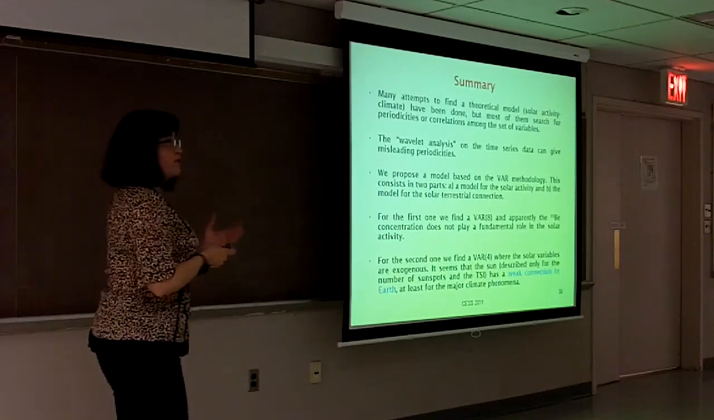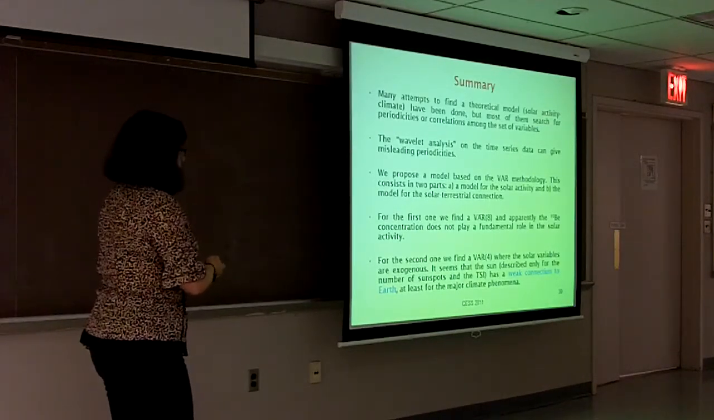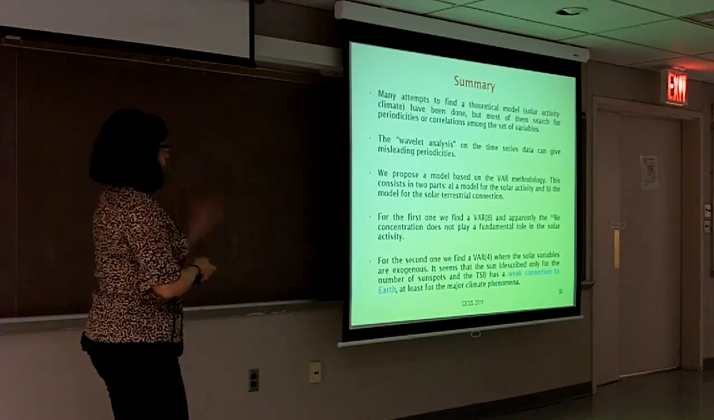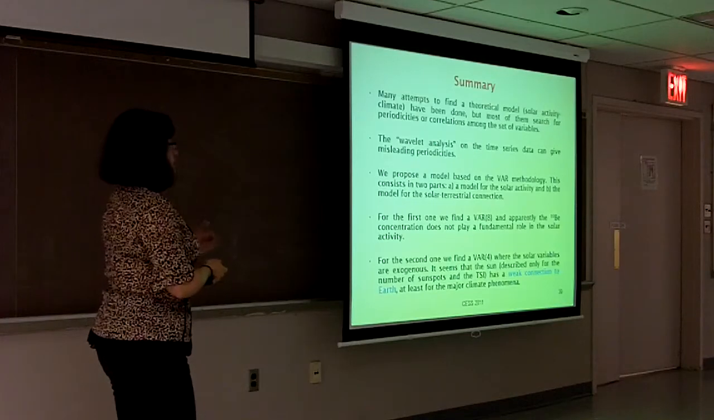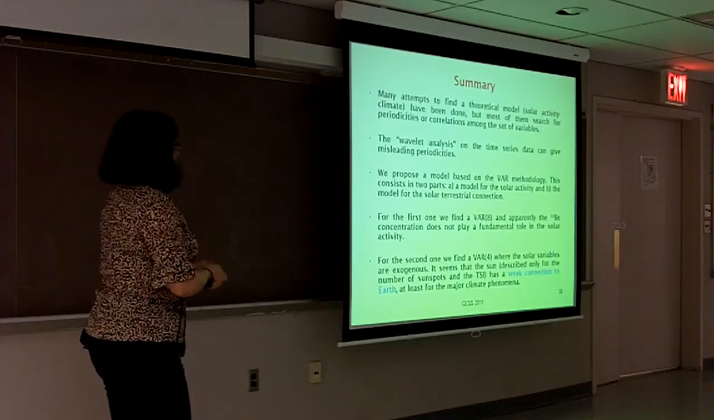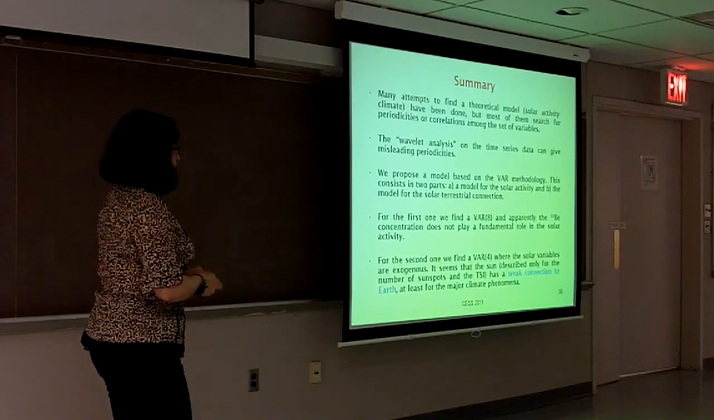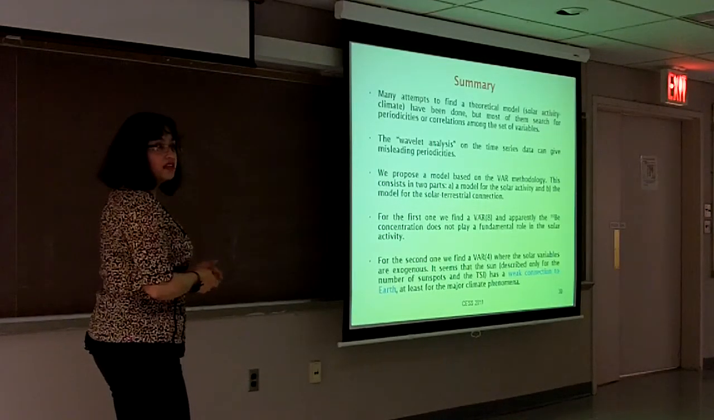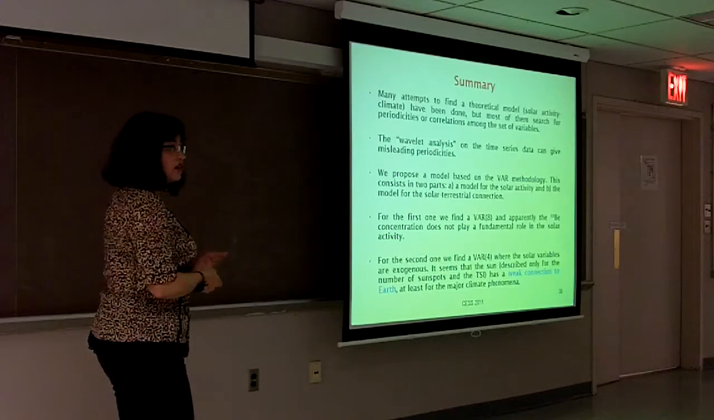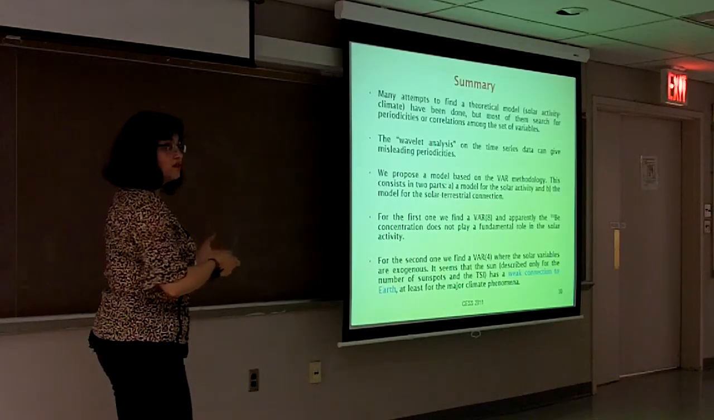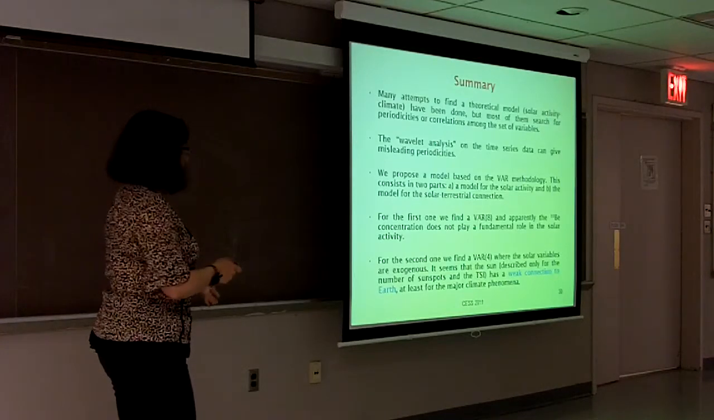So we propose a model based on the VAR methodology. In the first part, we model the solar activity and the solar-terrestrial connection, and the other part is just devoted to the solar activity. For the solar activity, we found that apparently beryllium, that kind of isotope, doesn't play a fundamental role in the solar activity. So that means it's probably not a good proxy to study the solar activity, so we can remove that variable from the model, and it doesn't matter.